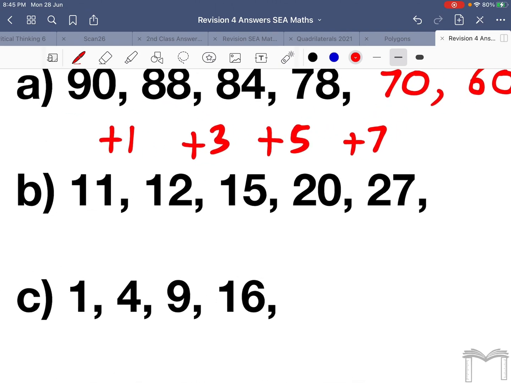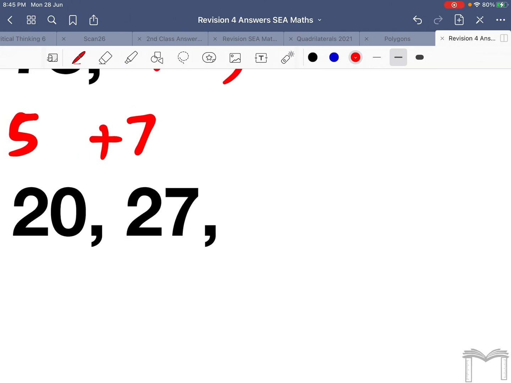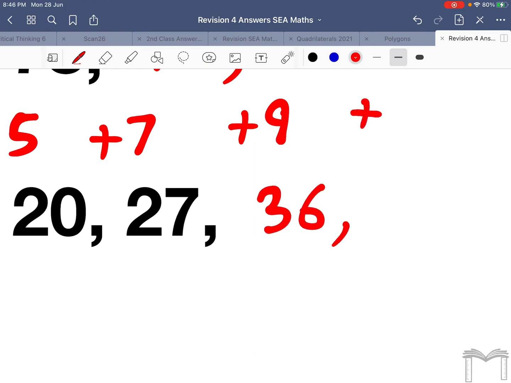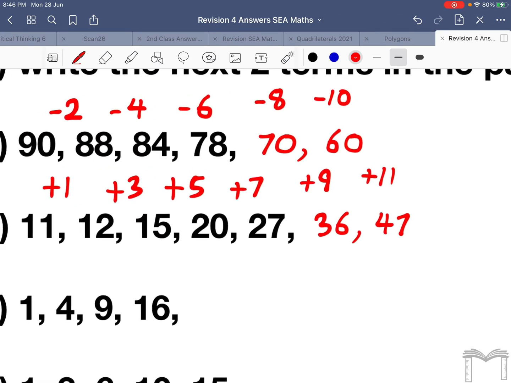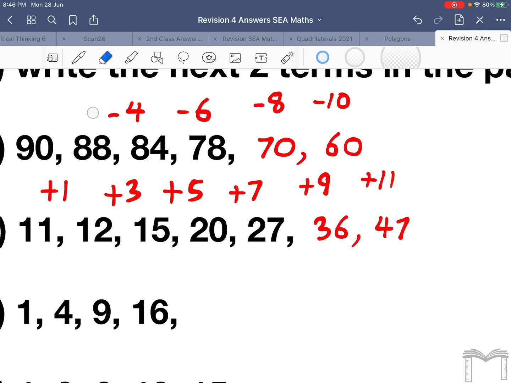So we can say that we are adding increasing odd numbers, or we are adding numbers starting from 1, increasing by 2. So after 7 will be 9, or 7 plus 2 is 9. So 27 plus 9 will give us 36. And 36 plus 11 will give us 47. Right, so of course we're not going to leave these numbers above, right?